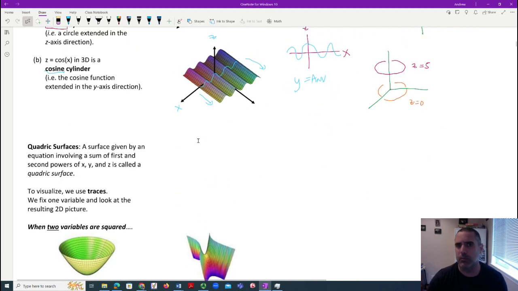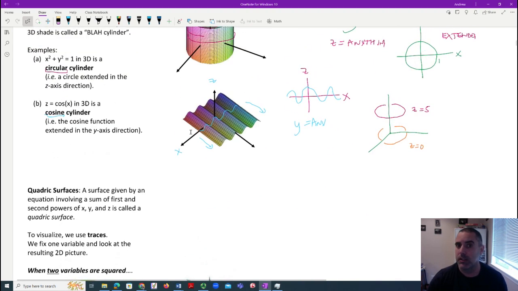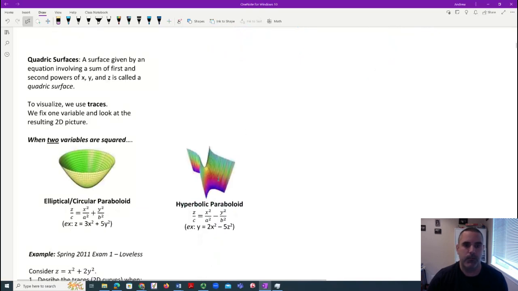There's basically a couple flavors, as I mentioned, paraboloids and hyperboloids. Ultimately there's two types of paraboloids. And again, this seems like a lot, but really it's not. We just need a few shapes. If two of them are squared and there's a plus, or two are squared and there's a minus. This is a hyperbolic paraboloid. This is a circular paraboloid.